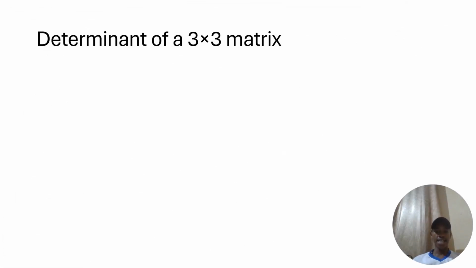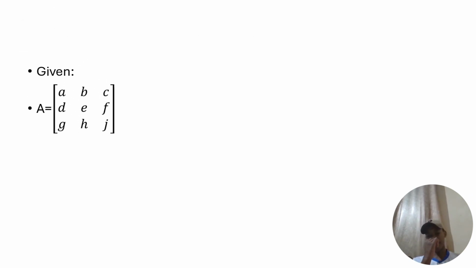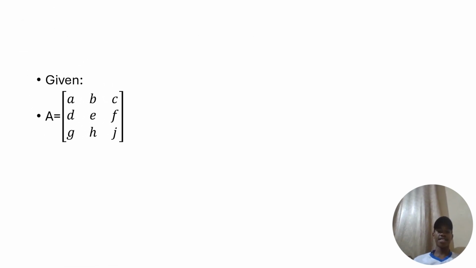We are now going to look at how we can get the determinant of a 3 by 3 matrix. The previous one we were tackling was a 2 by 2 matrix, but here we are on a 3 by 3 matrix. How do we come to this? We are given a matrix A, as you're seeing.